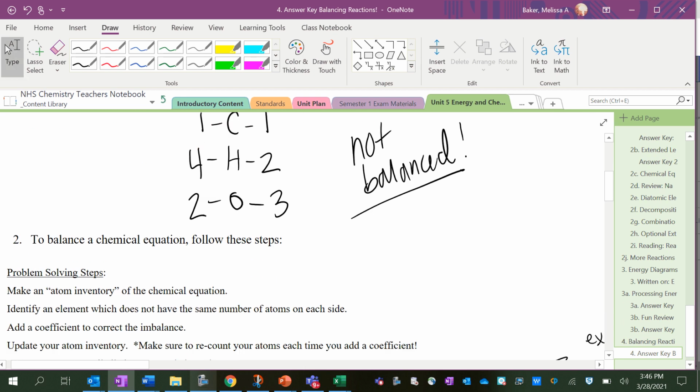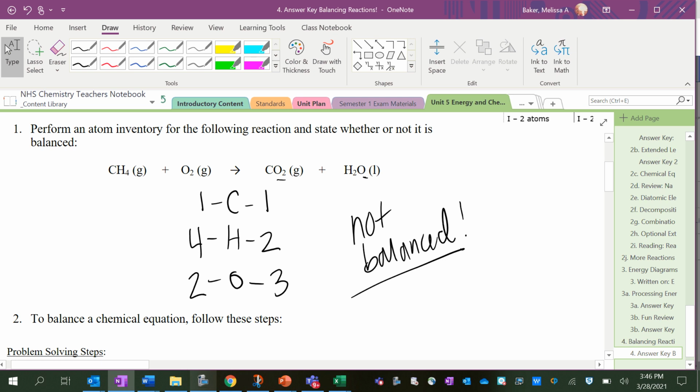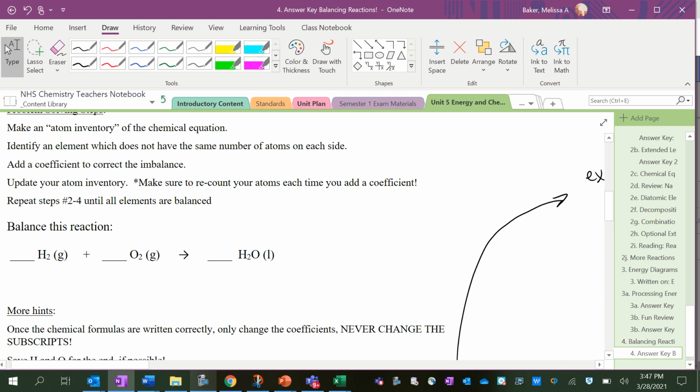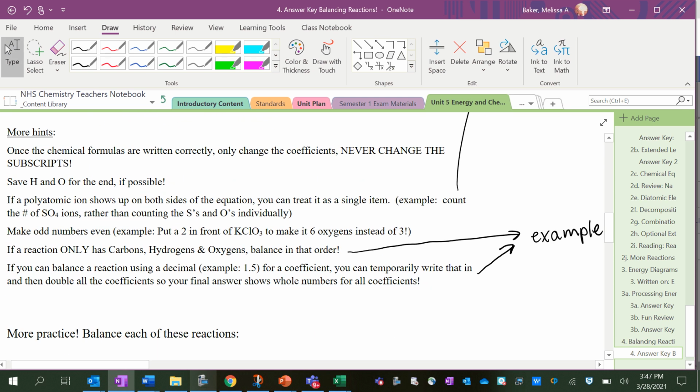So add coefficients to correct the imbalances. And I want to read the hints first because that will actually help us with part of number 1. But let's make lines for the coefficients to go out front. Okay, so let's read these hints. Sorry, we're kind of going out of order here. Once chemical formulas are written correctly, only change the coefficients, never change the subscripts. Try to balance H's and O's last, if possible.